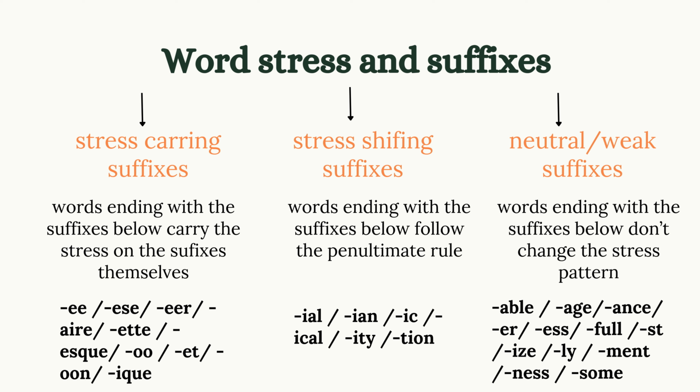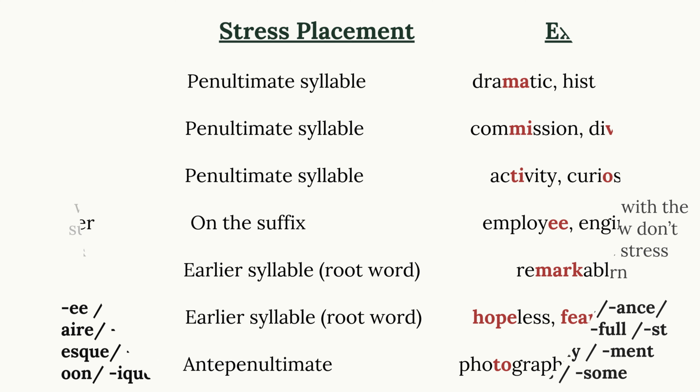Finally, we have neutral or weak suffixes, which do not affect the stress pattern of the base word. When these suffixes are added, the stress remains on the same syllable as in the root word. Examples of these suffixes include able, age, ance, er, ess, ful, ize, ly, ment, ness, and some. Now, let's look at some examples for each type.